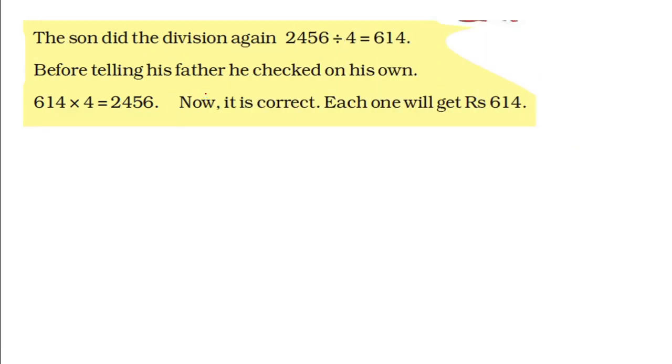The son did the division again and he found this, 614. Before telling his father, he checked on his own. He multiplied 614 with 4, and this time he got 2456. It is correct. Each one will get rupees 614.